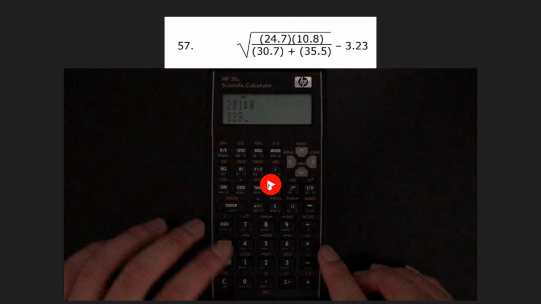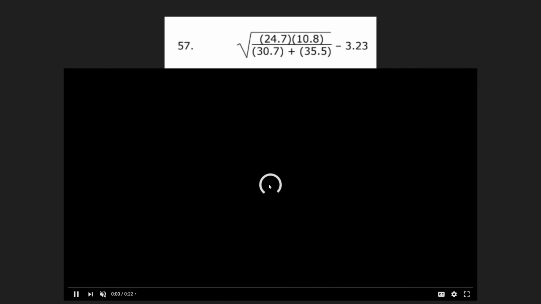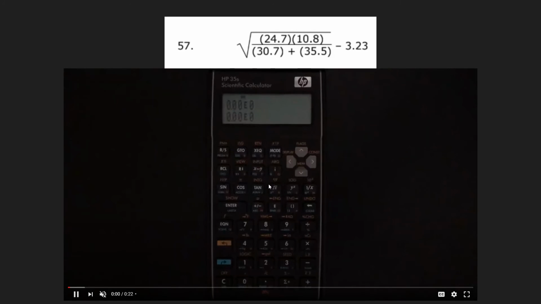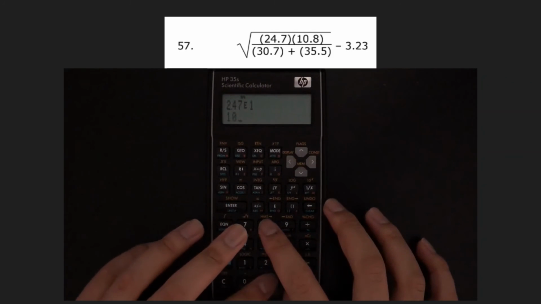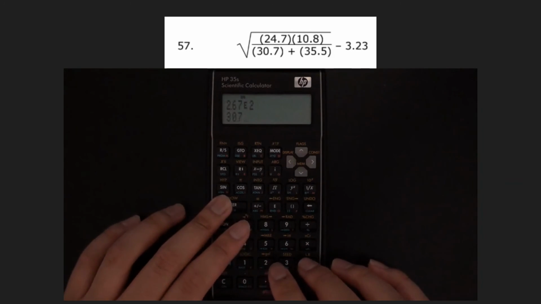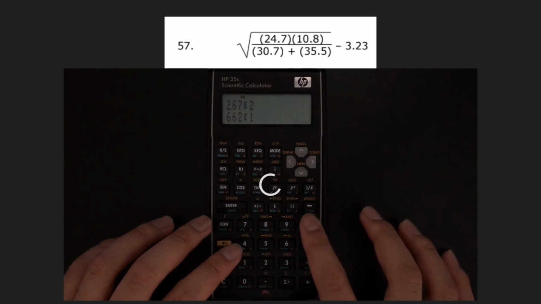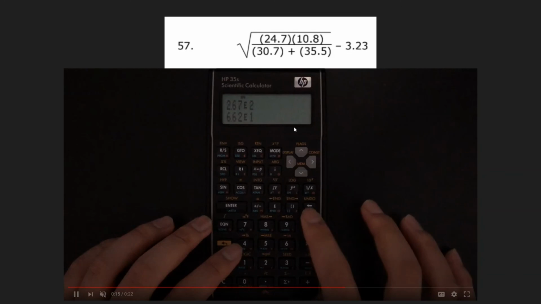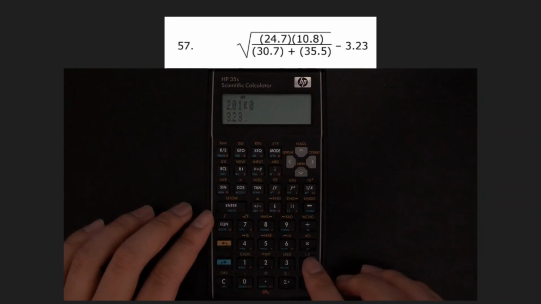Right. Question 57. Start off by putting in 24.7, enter, 10.8, multiply, 30.7, enter, 35.5, I add, divide, square root, and then 3.23, and subtract.